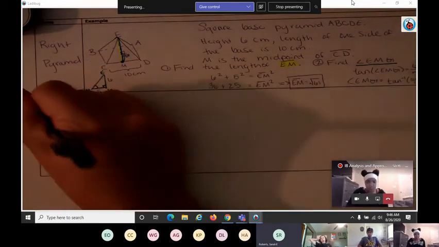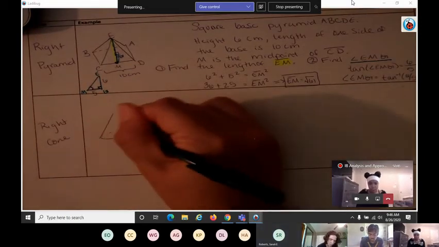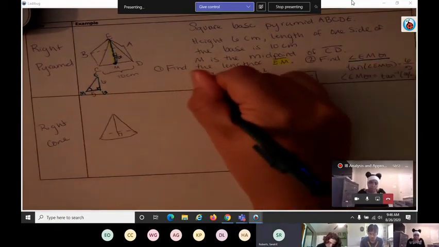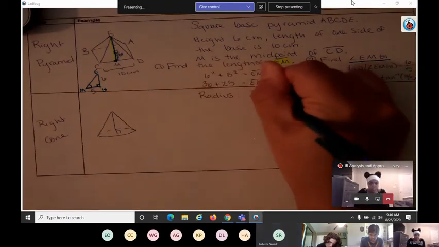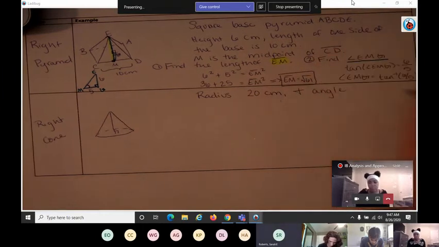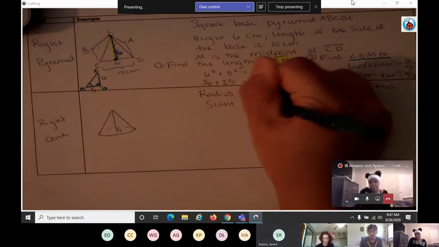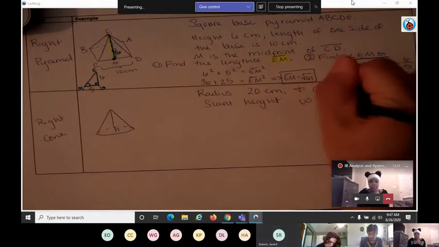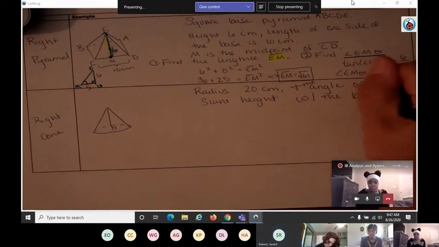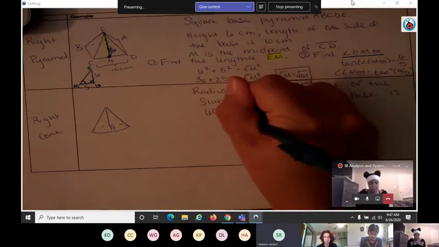So the next one is the right cone. I'm going to draw a picture. Okay, so this right cone has a radius 20 centimeters, and the angle of the slant height with the base is 60 degrees. Our goal is to find AC.